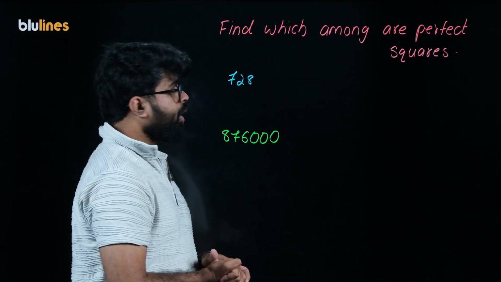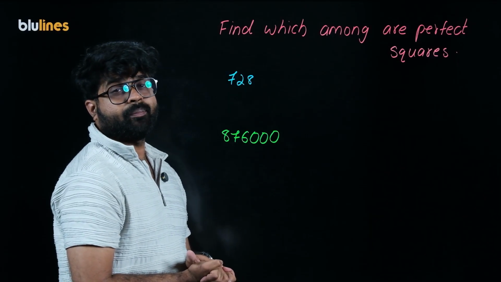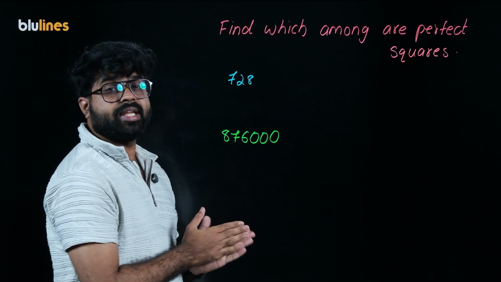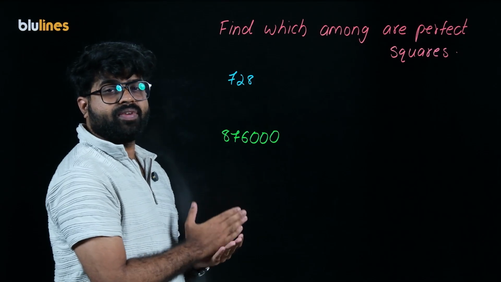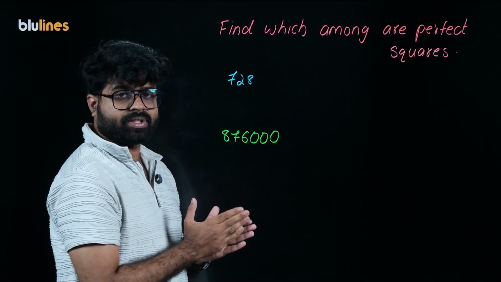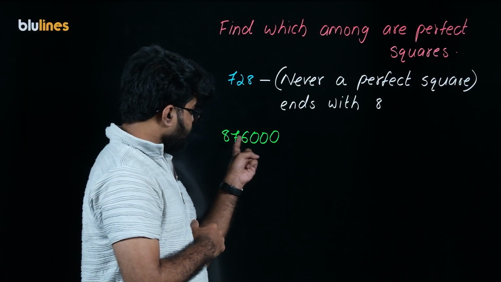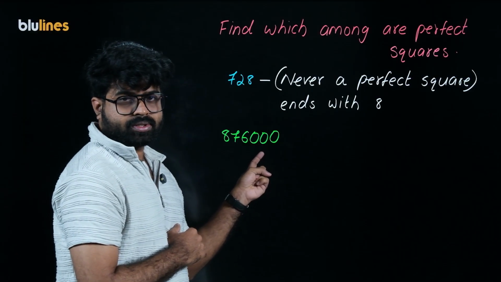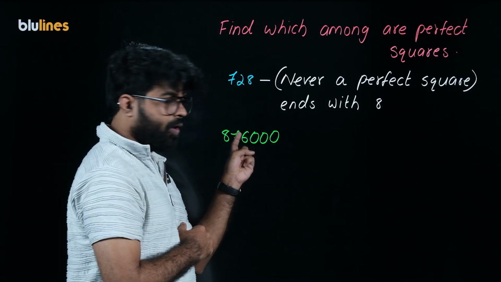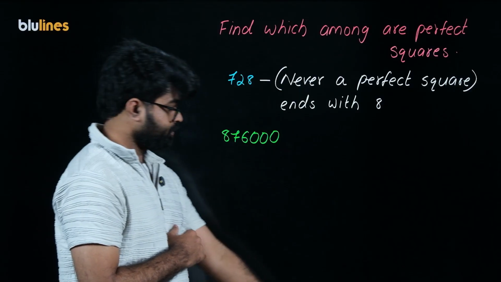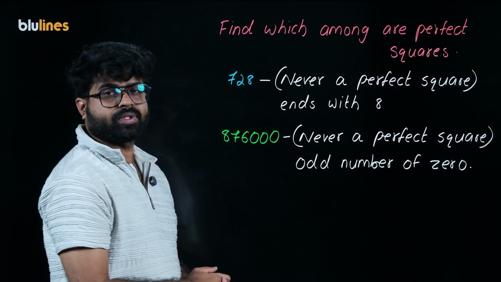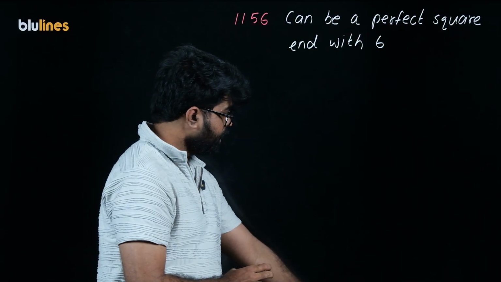Find which among these are perfect squares. Is 728 a perfect square? We know it's a big no. Why? Because its units digit is 8. If a number ends with 8, it's never a perfect square. Similarly, you can see here 876 and we have 3 zeros. Since the number of zeros here is odd, it's also not a perfect square. So this is also never a perfect square.